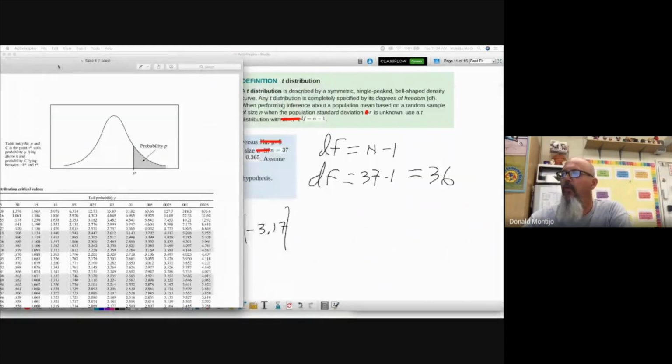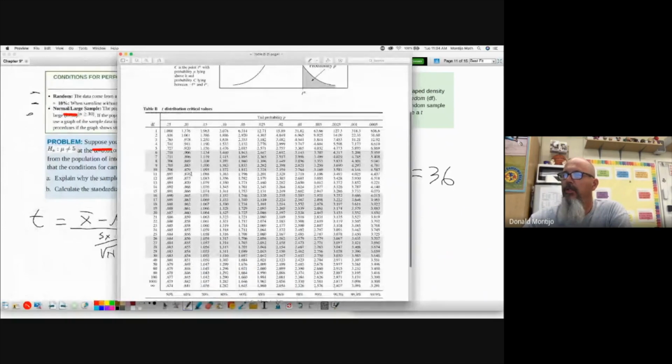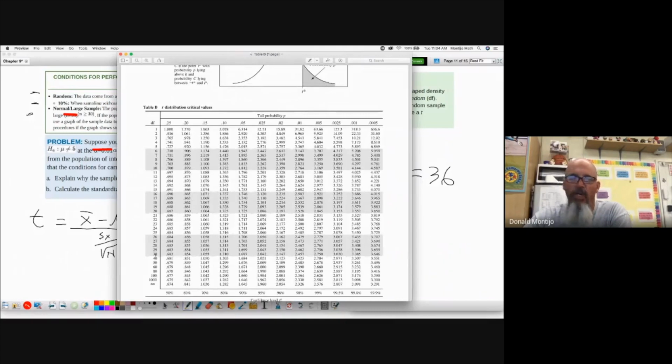Okay, so let's look here. Negative 3.17 at 36 degrees of freedom. So 36 degrees of freedom. I don't have 36 on this table. So remember, we always go to the next smallest value, 30. Now I'm going to look for this test statistic of 3.17. Where is 3.17? Oh, it's right here.